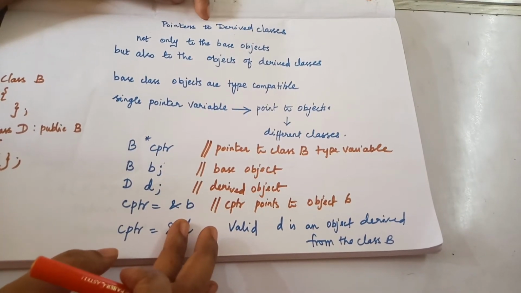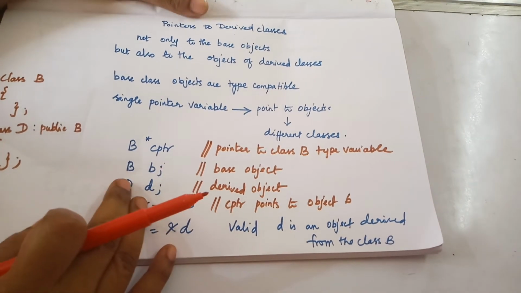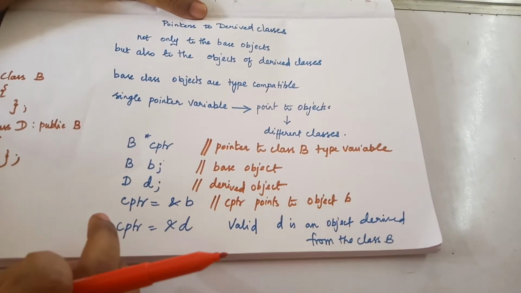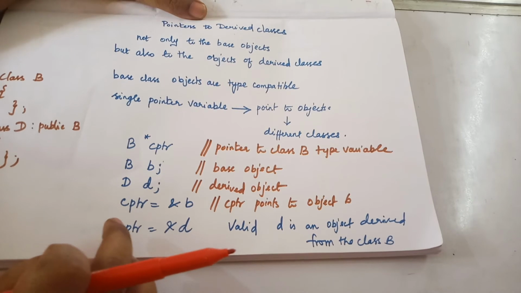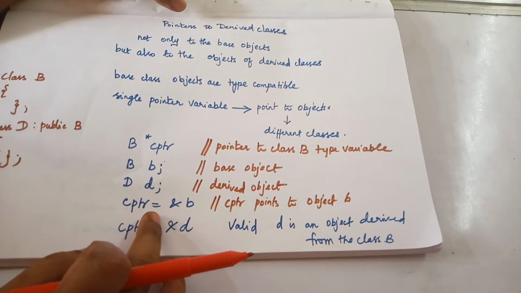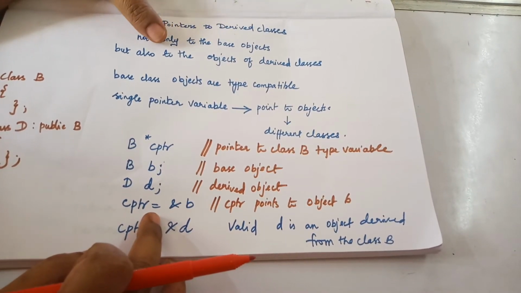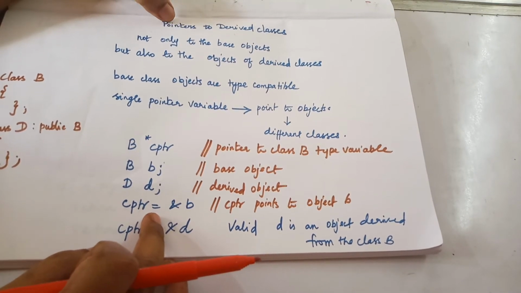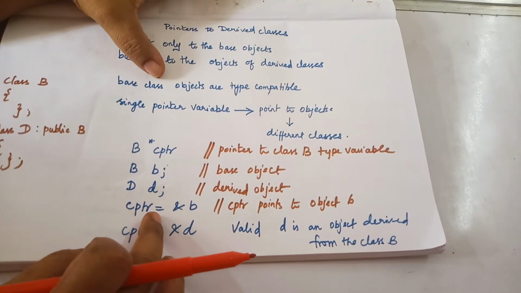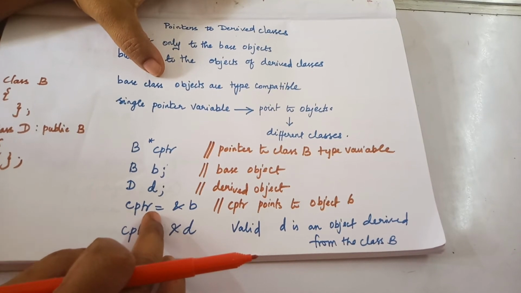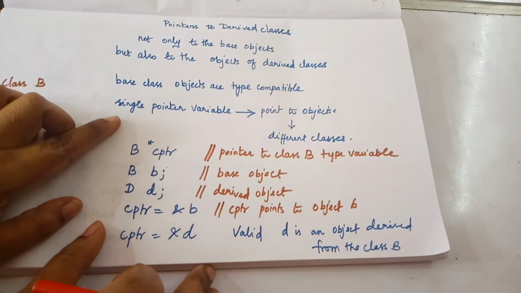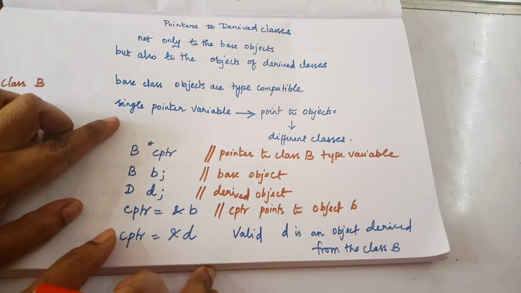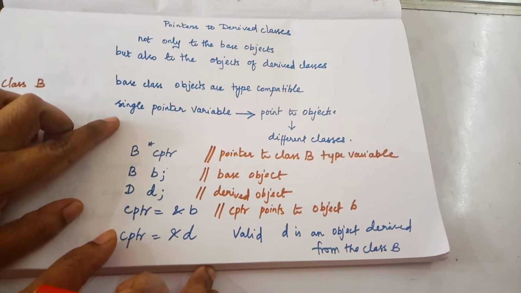Pointers to derived class. For base class and derived class, we can create a pointer. Not only to the base object, but also to the objects of derived classes, we can create a pointer. The base class and derived class objects are type compatible. A single pointer variable can be used to point to objects which come under different classes.